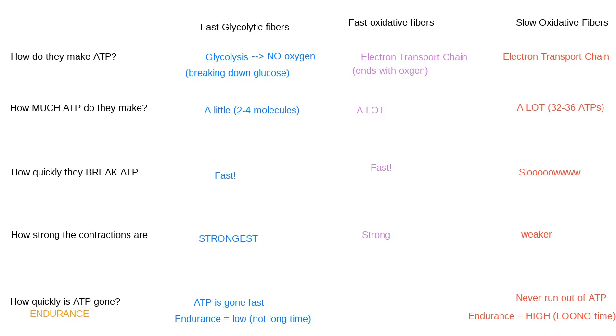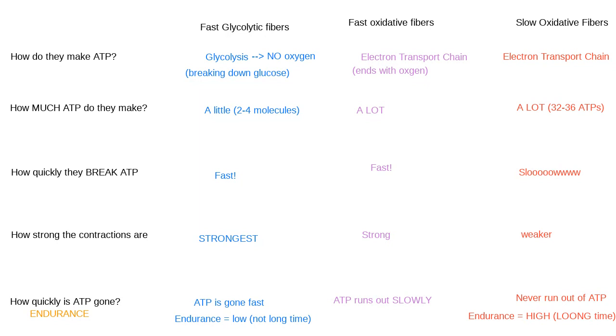Fast oxidative fibers are going to kind of be in the middle, right? So ATP runs out slowly. It's going to take longer for me to run out of ATP in a fast oxidative fiber because I'm making so much of it. But remember, I'm also chopping it down quickly, which means eventually I will run out because I'm going to outpace that.